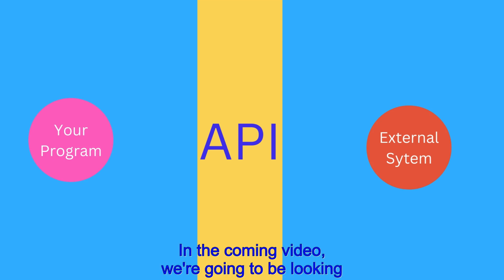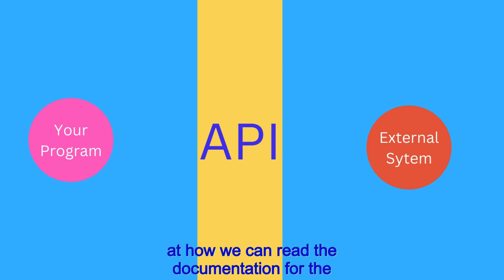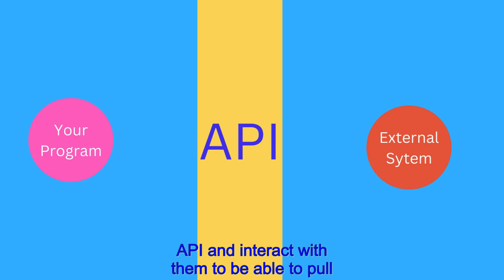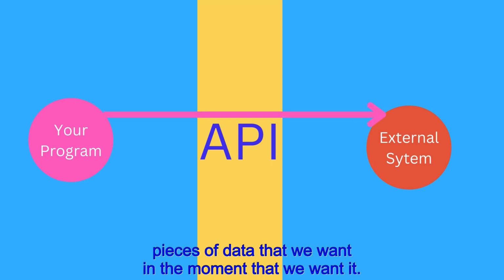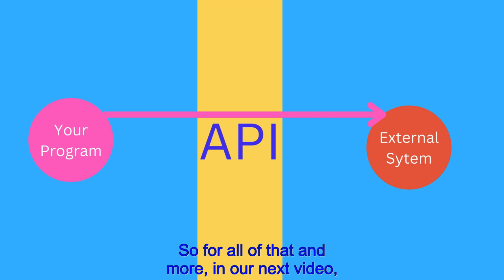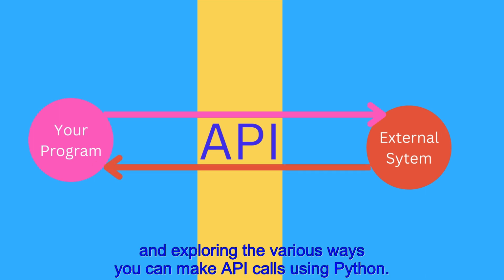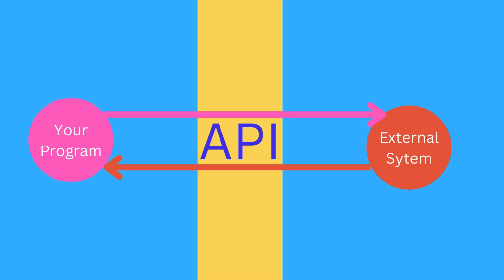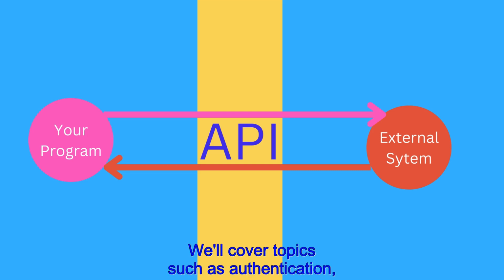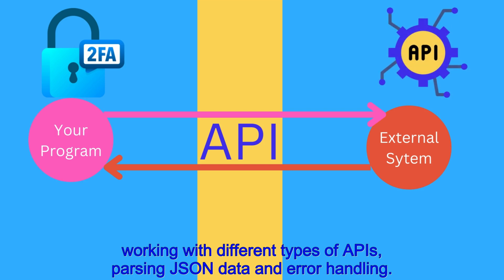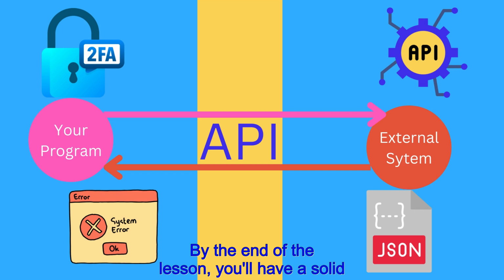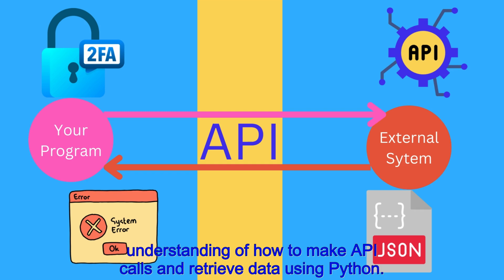In the coming video, we're going to be looking at how we can read the documentation for the API and interact with them to be able to pull pieces of data that we want in the moment that we want it. So for all of that and more, in our next video, we'll be taking a deep dive into this topic and exploring the various ways you can make API calls using Python. We'll cover topics such as authentication, working with different types of APIs, parsing JSON data, and error handling. By the end of the lesson, you'll have a solid understanding of how to make API calls and retrieve data using Python.